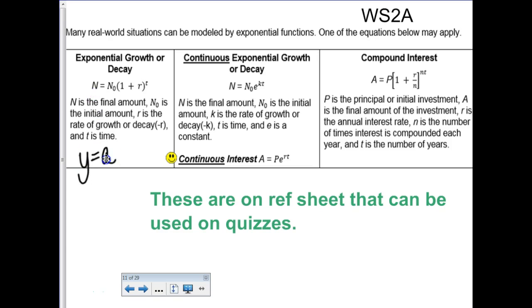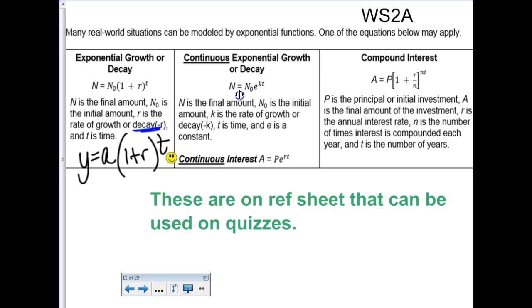Y equals a times 1 plus r to the t power. Remember seeing that guy? That's the generic exponential growth and decay question. Now if it's growth, you're going to do 1 plus the rate, but if it's decay, you have to subtract the rate. So in regular Algebra 2 we put a little plus or minus symbol here, and you guys had to determine whether it was plus or minus.